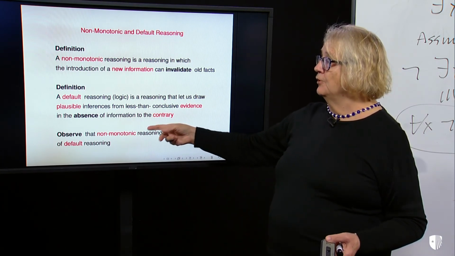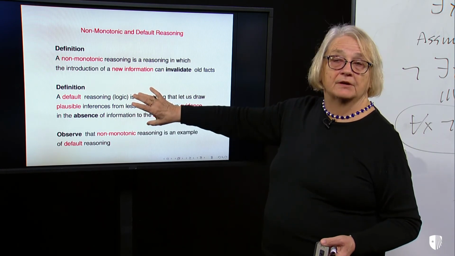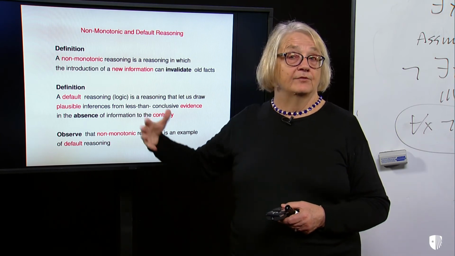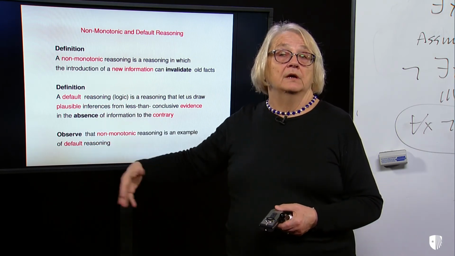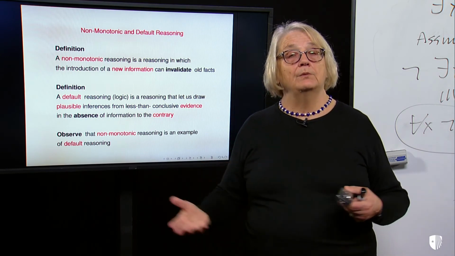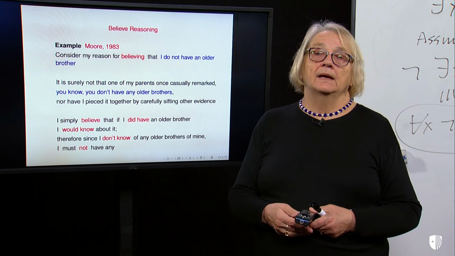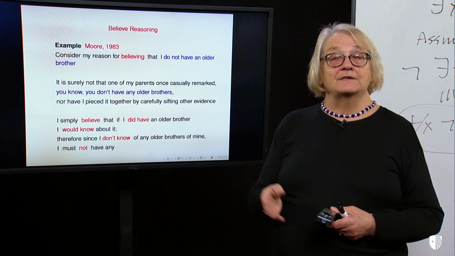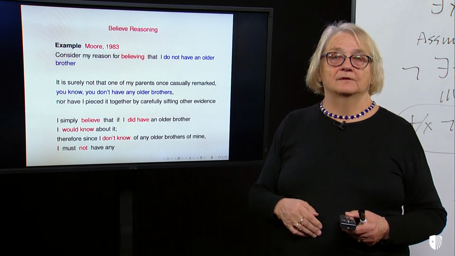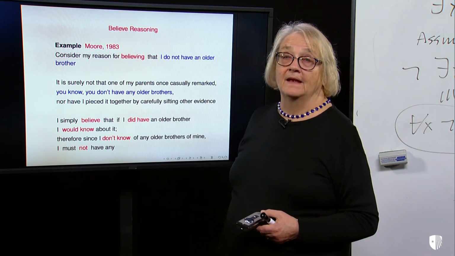Of course, non-monotonic reasoning is more general, it's an example of default reasoning. And again, we have to develop theory and prove things about default reasonings and what we can use, which are the laws of default reasoning. And now, this is another reasoning, belief reasoning. And this is an example from Moore, 1983.